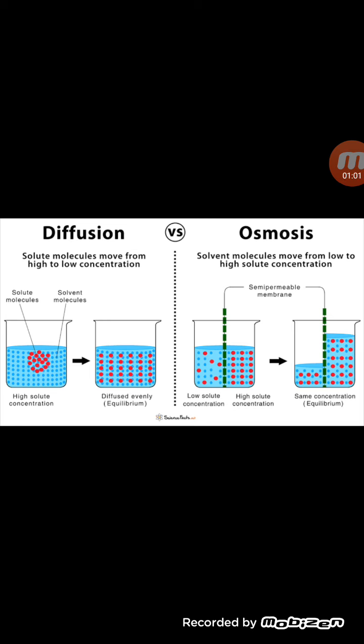If you have to write solvent here, then you will write from high solvent concentration to low solvent concentration. And if you are writing solute, then you have to write from low to high solute concentration. Meaning wherever there is more amount of water, water will move from there to the part where there is less amount of water.